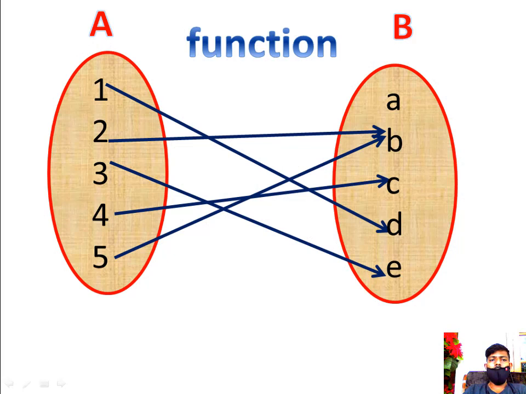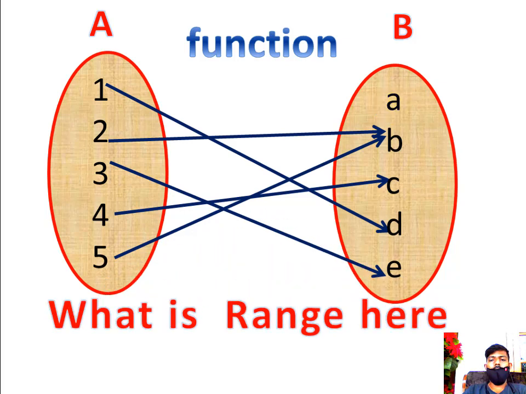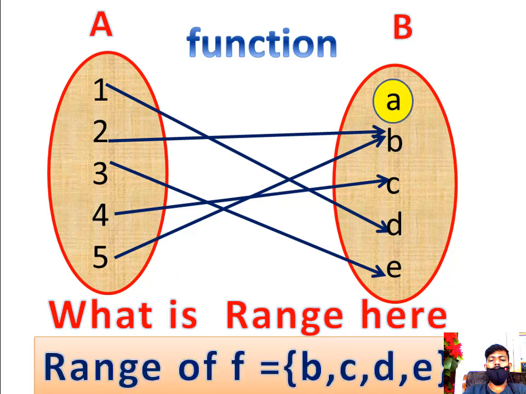Look at this function. What is the range here? You can see that the element A has no pre-images in set A. Therefore, the range is the set B, C, D, E.